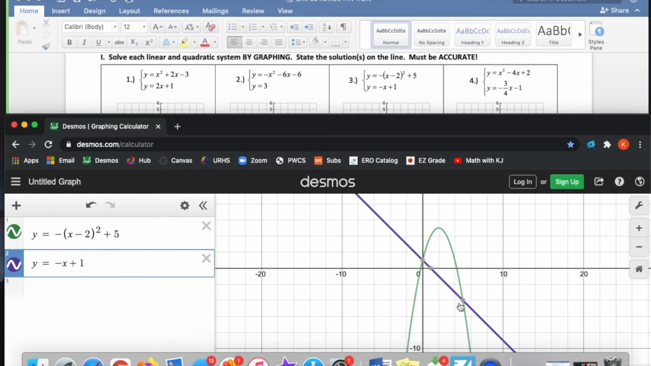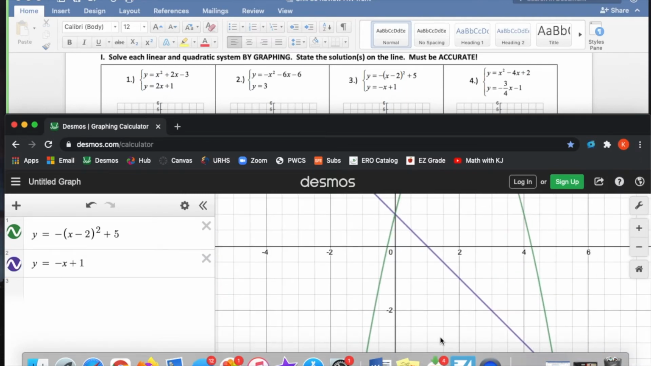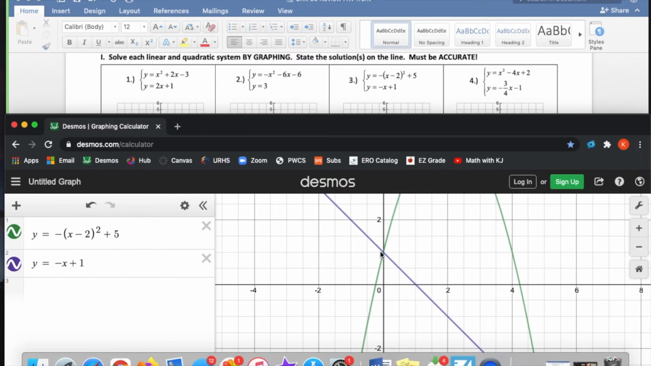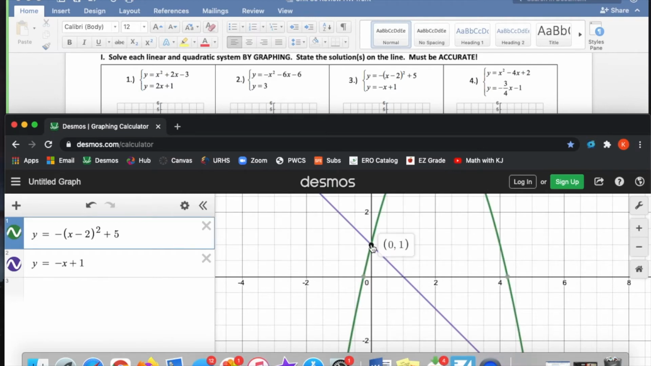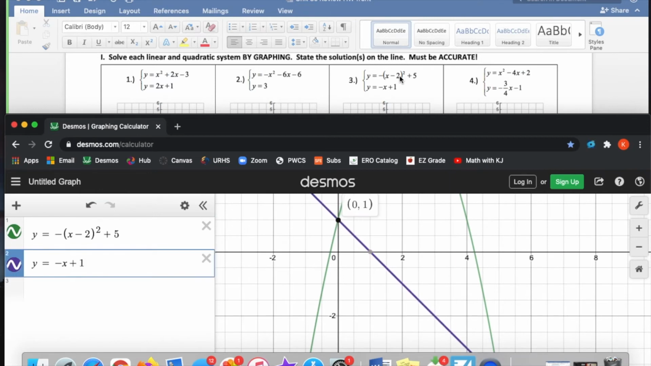And again, I see two spots where this purple line intersects my curve, 0 comma 1 and 5 comma negative 4. Again, what you want to make sure of sometimes is that Desmos does highlight the intersection where it crosses the x and y axis automatically. So it can help to zoom in just to make sure that, okay, that is definitely where it's intersecting and not just where it intersects with an axis. Okay, we made sure. So my two solutions here are 5 comma negative 4 and 0 comma 1.